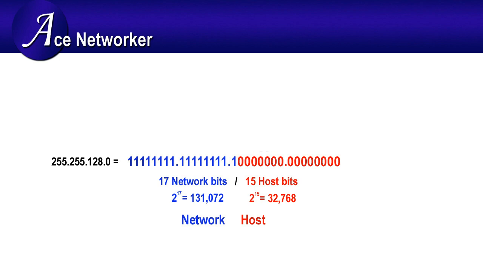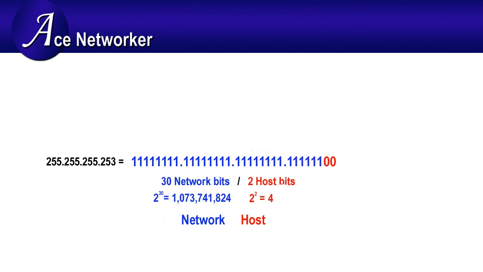Let's try our second example. Now we've carved up our original Class B address into about 500,000 individual networks with about 8,000 hosts in each of those networks. You ready for the last example? Wow. Now this is really pushing the envelope, huh? Now we have over 1 billion networks, each with only 4 hosts.